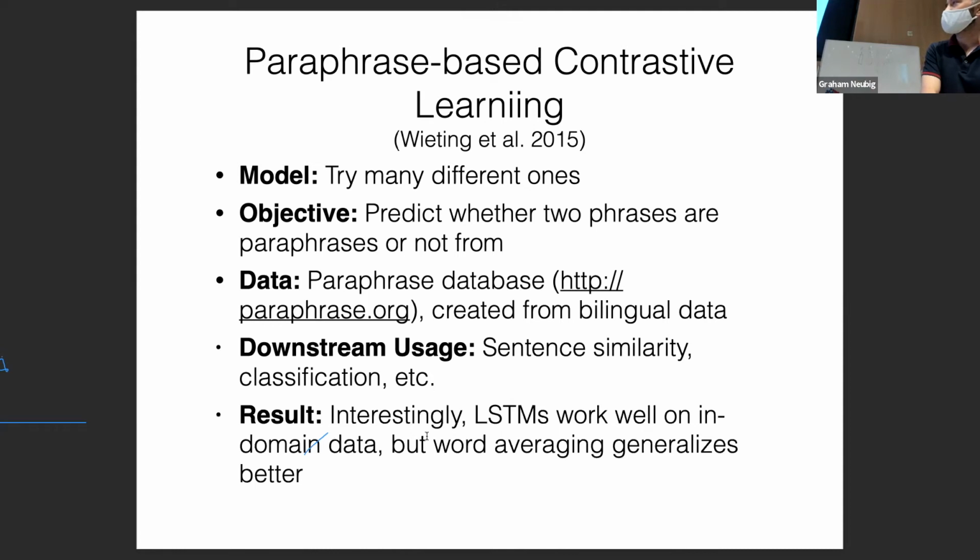One other interesting result that actually has held in follow-up research is LSTMs or transformers or more complicated models tend to work really well when you test them on in-domain data. But if you have out-of-domain data, even simple models like averaging together word embeddings are pretty competitive.